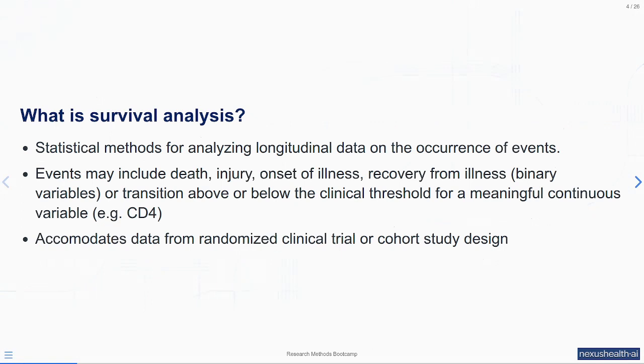Survival analysis consists of statistical methods for analyzing longitudinal data on the occurrence of events. The events that we may be interested in may include death, injury, onset of illness, recovery from illness, and all these are binary variables. Or it could be transition above or below the clinical threshold for a meaningful continuous variable, such as, for example, the CD4 count. Survival analysis accommodates data from randomized clinical trial or cohort study design.